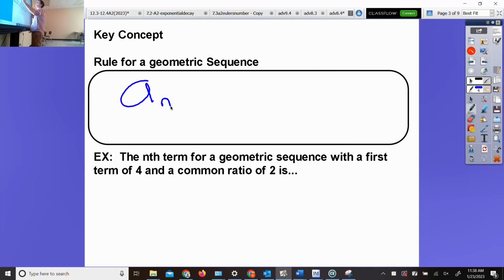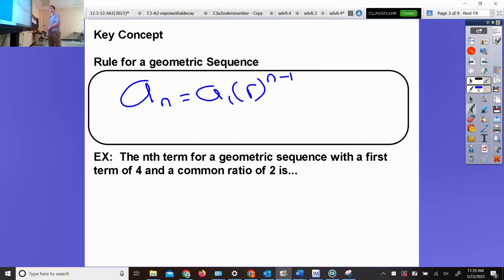The nth term is the first term, a sub 1, parentheses, r, exponent of n minus 1. The nice thing about these is, unlike with the arithmetic rule, you don't have to do any work after you plug in. Nothing. You just plug in, this thing is done. Unless you had to find pieces.